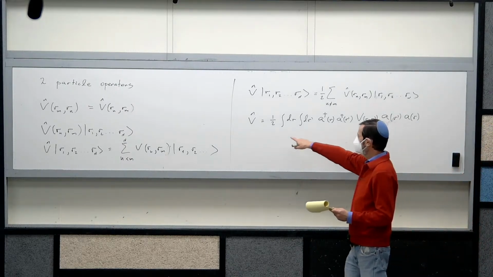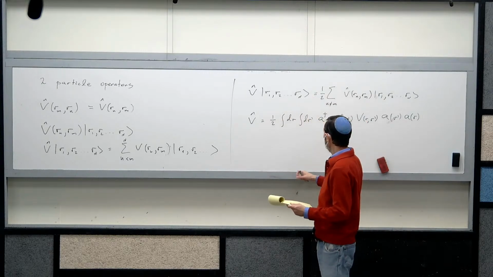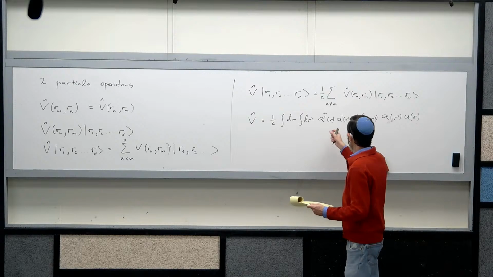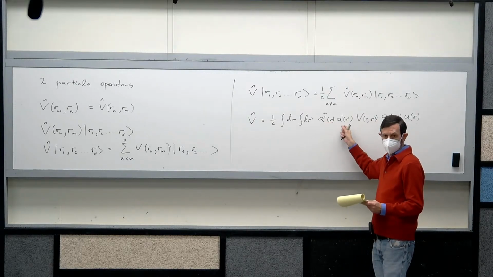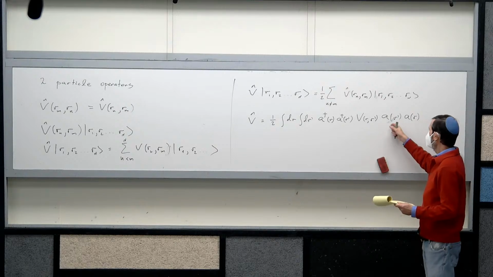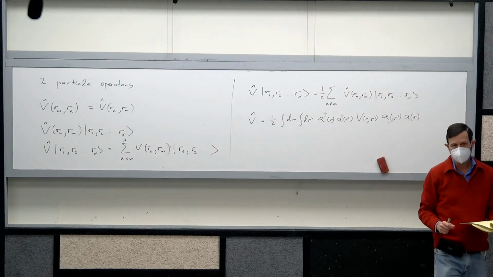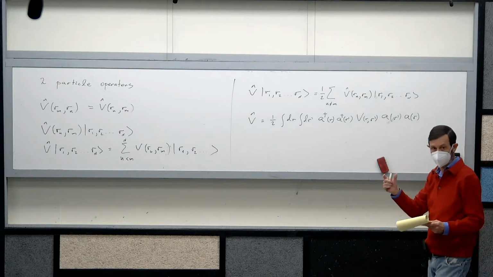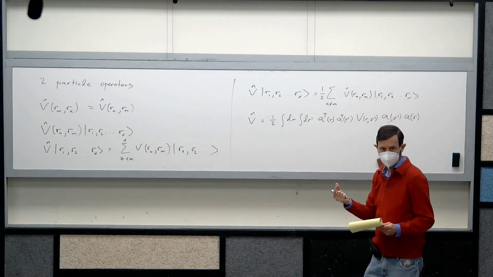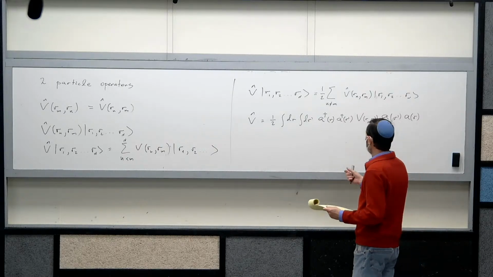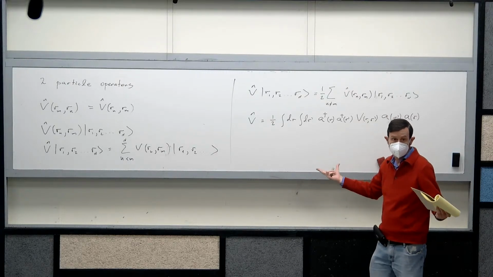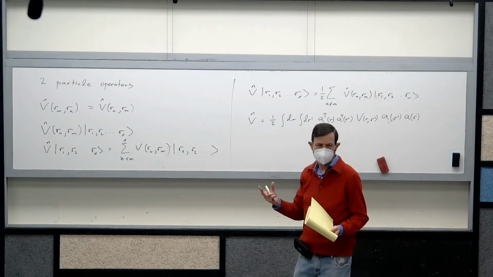Half, just because I'm double counting. I'm going over all space, that's dr and dr prime. Creation operators at r and r prime, annihilation at r prime and r. Order is important because otherwise for fermions I'll get another minus here. And this is just a scalar that gives the classical interaction between points r and r prime.